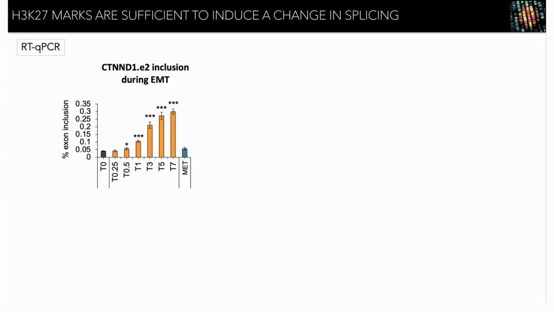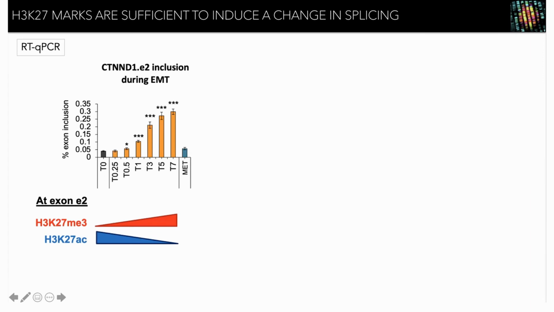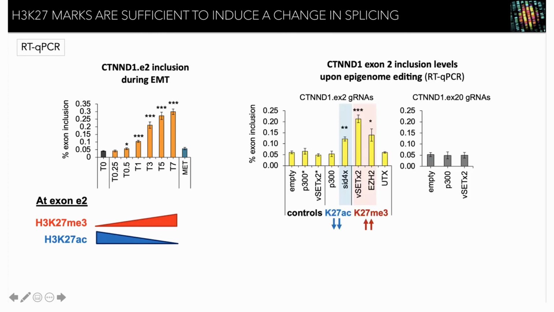So now, what happens at the splicing level? Just a reminder, during EMT, exon 2 in ctND1 gradually increases. And this increase in exon inclusion goes with an increase in trimethyl K27 at exon 2 and a decrease in acetylation. So an increase in trimethyl K27 should increase splicing levels, whereas a decrease in acetylation should also increase the splicing levels. And that's exactly what we observed. SID4X deacetylates K27 acetyl, and we have an increase in the splicing levels, whereas vSET and EZH2, which increase K27 trimethyl, increase the splicing levels.